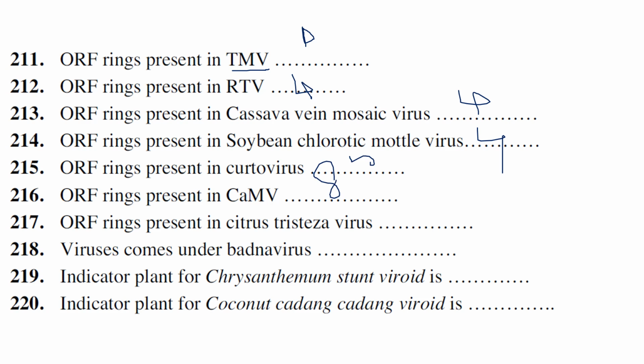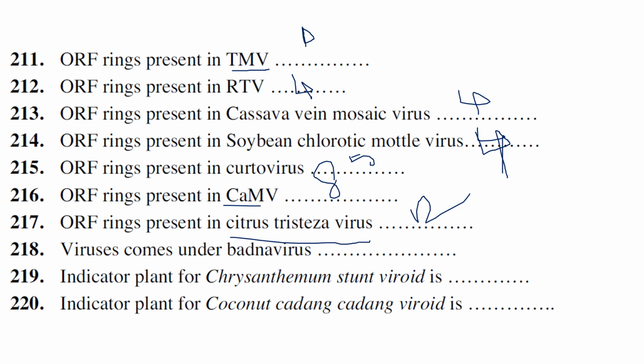And then citrus tristeza virus contains 12 open reading frames. So TMV, RTV, cassava bean mosaic virus, soybean chlorotic mottle virus contains 4 open reading frames. Curto virus contains 5, cauliflower mosaic virus contains 8, citrus tristeza virus contains 12 open reading frames.